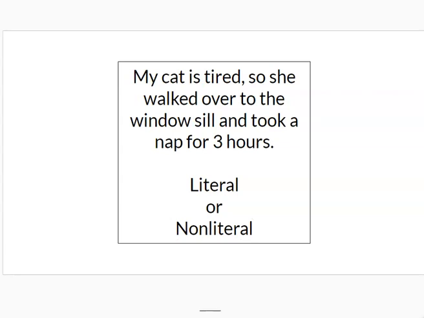My cat is tired, so she walked over to the windowsill and took a nap for 3 hours. Is that literal? A cat really could take a nap in the sun for 3 hours. Or is it non-literal? It's just a descriptive way of writing. My cat is tired, so she walked over to the windowsill and took a nap for 3 hours is literal. A cat really could sit on a windowsill, and a cat really could take a nap for 3 hours. Let's look at another example.